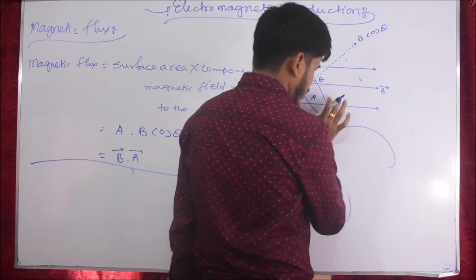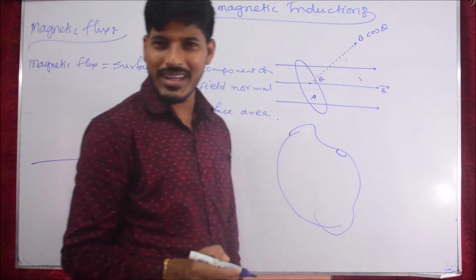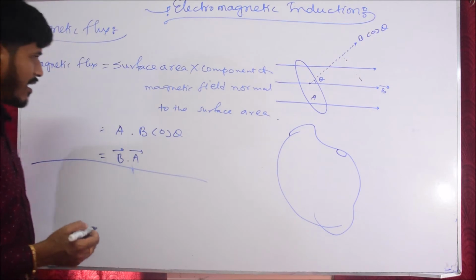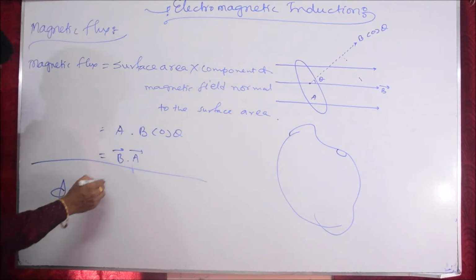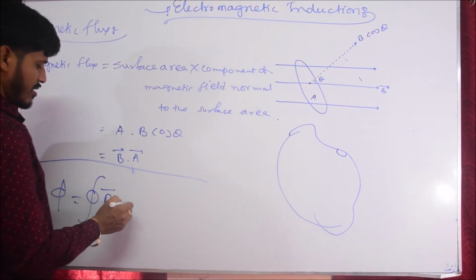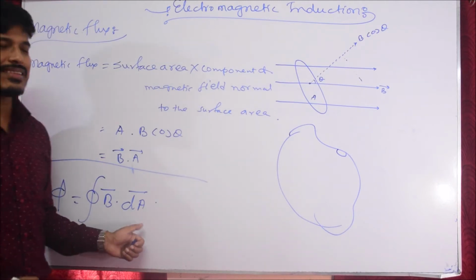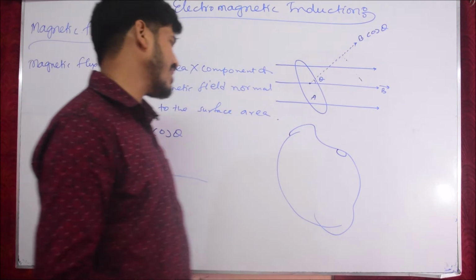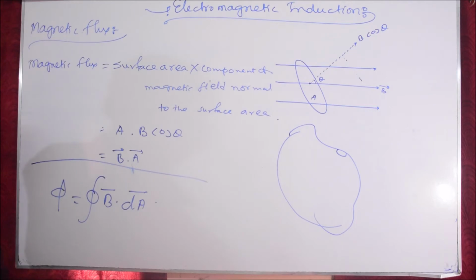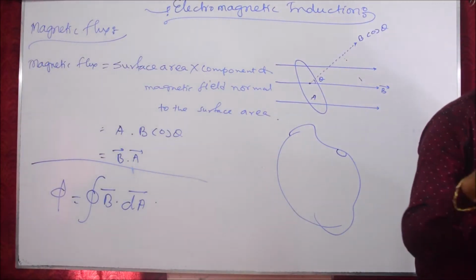Now, the problem is that if the surface is of any shape, suppose, let us take an elementary part, elementary area dA, then magnetic flux phi is equal to integration over the surface of B dot dA vector. B dot dA, where dA is the surface area of an elementary surface. So, this is your concept of magnetic flux. I repeat it again.